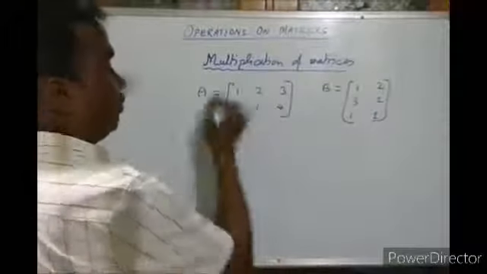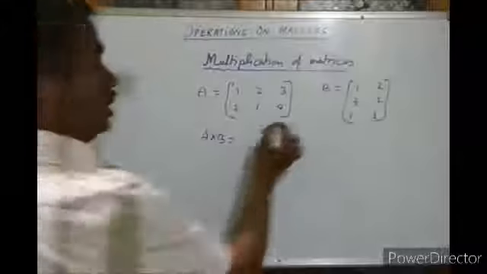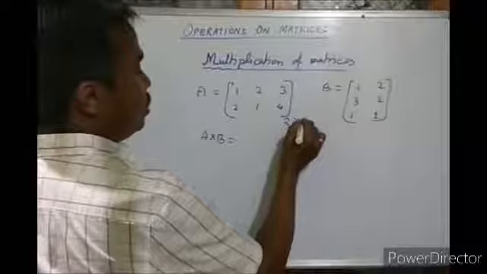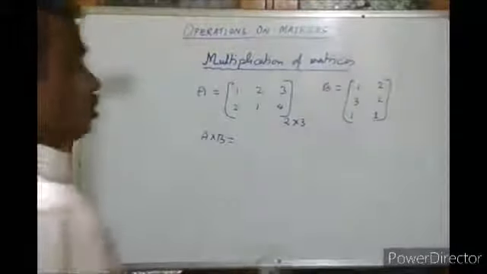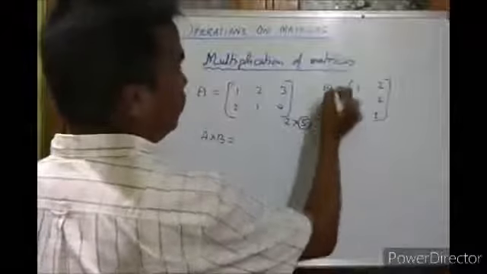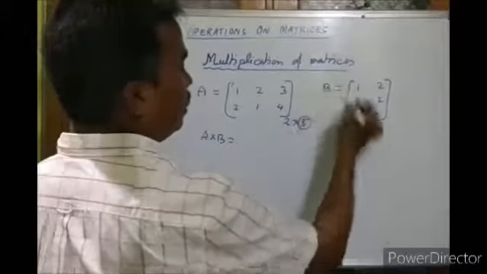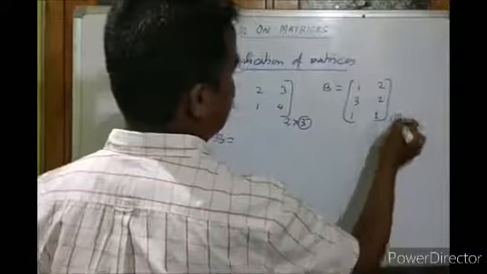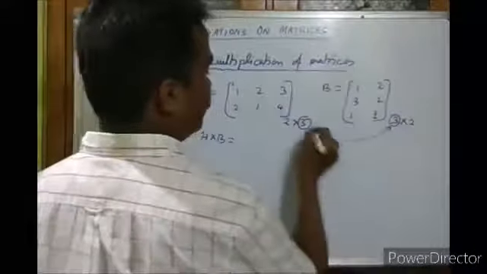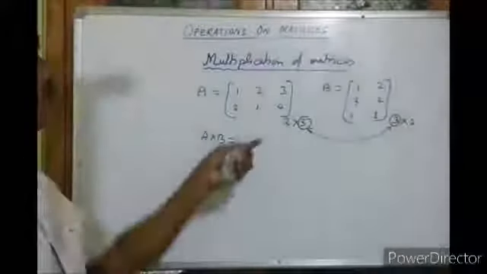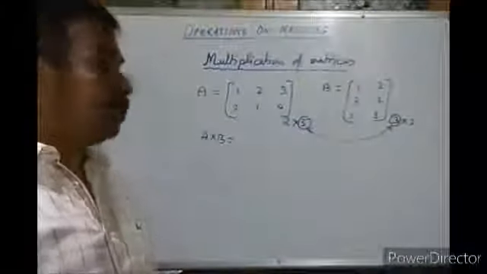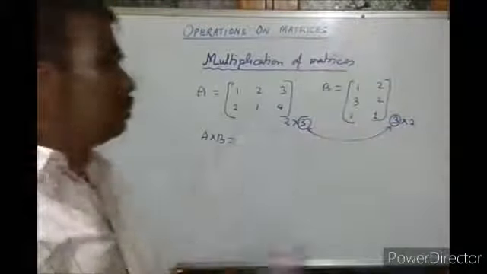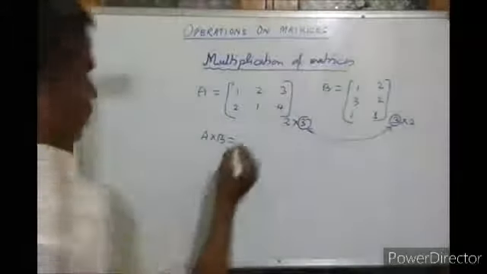So here you have to check first: the order of matrix A is 2 by 3, 2 rows 3 columns. The number of columns of the first matrix must be equal to the number of rows of the second matrix, here 3 into 2. So this should be equal. Then only we can multiply. Now how to multiply, that learn here now.